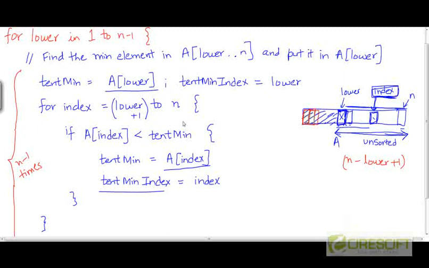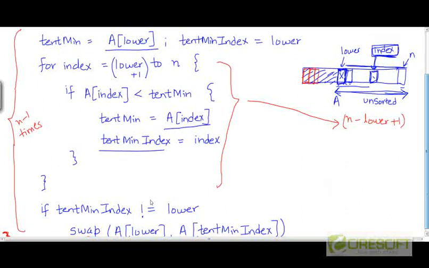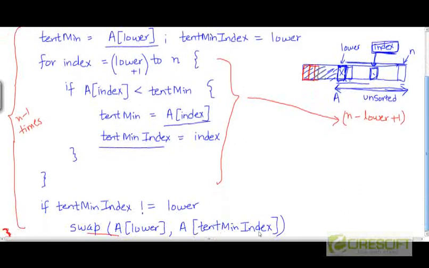So this for loop is going to be executed n minus lower plus 1 times. And then of course these two lines are going to be executed depending on whether tentative minimum index is or isn't equal to lower. It's going to be executed n minus 1 times.